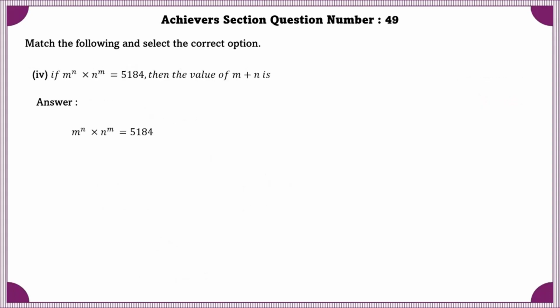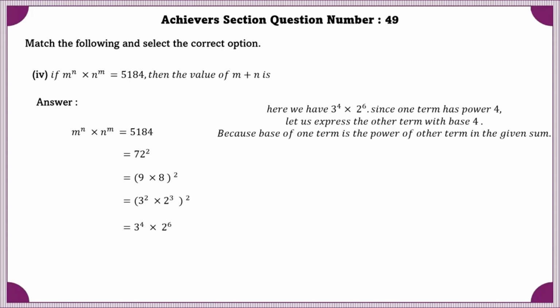Fourth one. m to the power n into n to the power m is equal to 5184. Then the value of m plus n is. 5184 can be written as 72 to the power 2, which can be written as (9 into 8) to the power 2, which can be further written as (3 to the power 2 into 2 to the power 3) whole to the power 2, which can be written as 3 to the power 4 into 2 to the power 6. Here we have 3 to the power 4 and into 2 to the power 6.